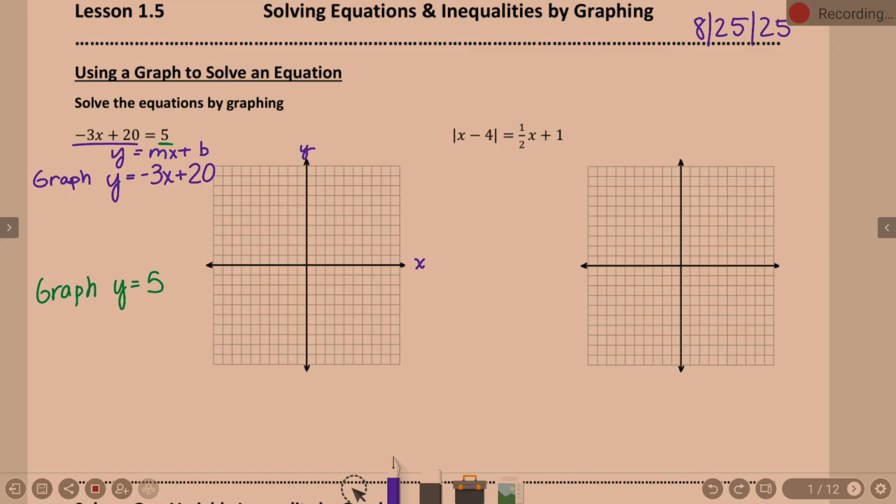Negative 3 over 1. Okay, my slope, or in other words, my m, is negative 3 over 1, because the number negative 3 can be put as a fraction. What is that 20 then? 20 is the y-intercept. When we graph, remember you start with the y-intercept. What are your thoughts about graphing 20?